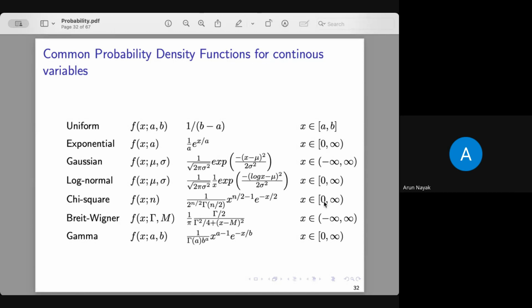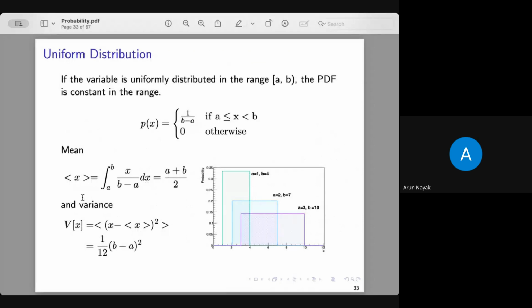Okay, now I'll go through some of the continuous distributions. Here are listed many of the important ones which we use. So let's first come to the uniform distribution. Suppose the variable is distributed between a and b. Then with a uniform distribution, you can write the PDF as p of x is 1 over b minus a if x lies between a and b, and 0 otherwise.